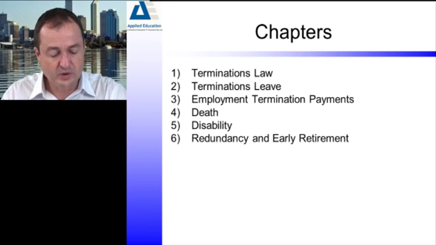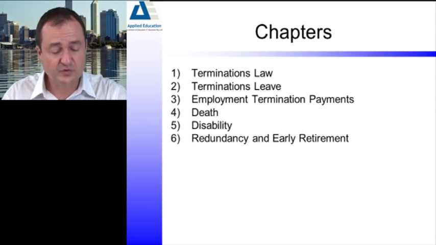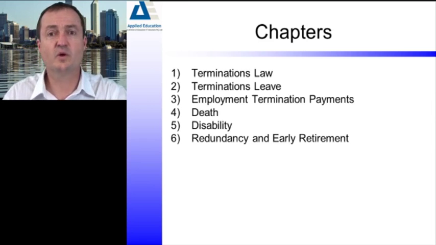From here, we look at the death of an employee, how it's taxed, and if there's a death benefit ETP. Next, we've got disability or invalidity of an employment. And finally, we've got genuine redundancy and approved early retirement schemes.